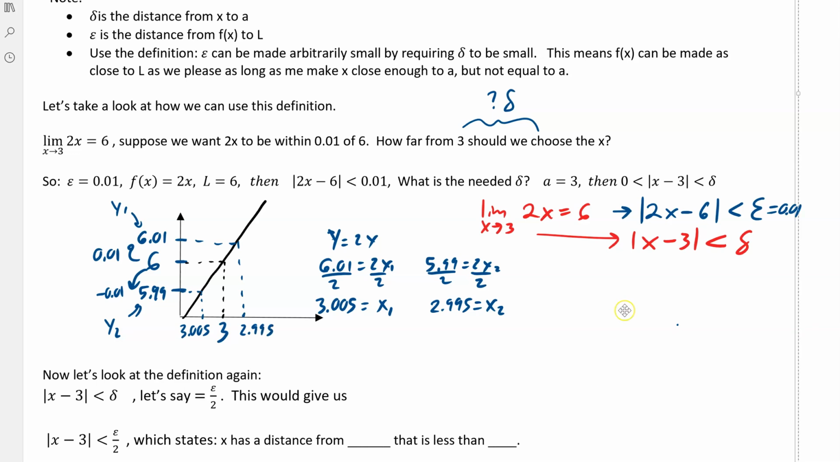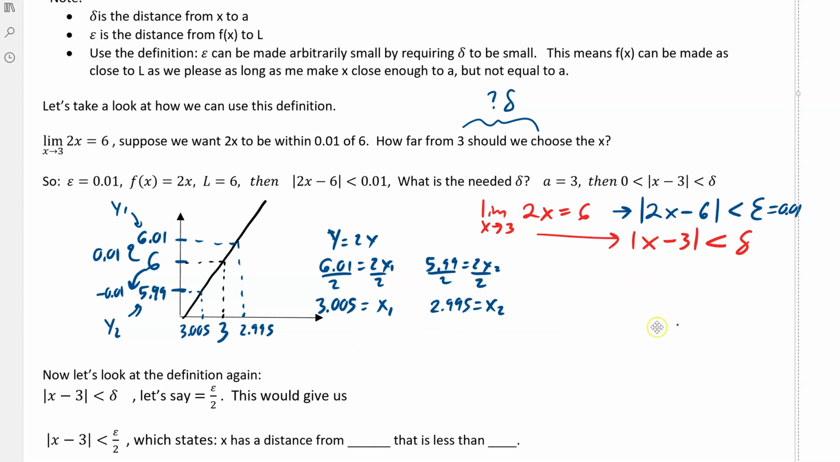So what we know then is our x sub 1 is 3.005, and this is 2.995. And so what we're asking again is how far from 3 should we choose our x? So we already now know how far we are from 3 to get these distances. So to have a 0.01 amount of error here, right, our epsilon's 0.01, then the corresponding x values would be 3.005. So if I were to plug 3.005 into 2x, I would get 6.01. And if I plug 2.995 into 2x, I would get 5.99.